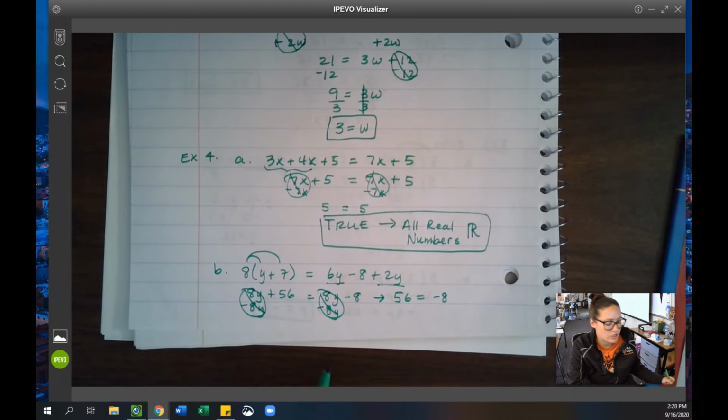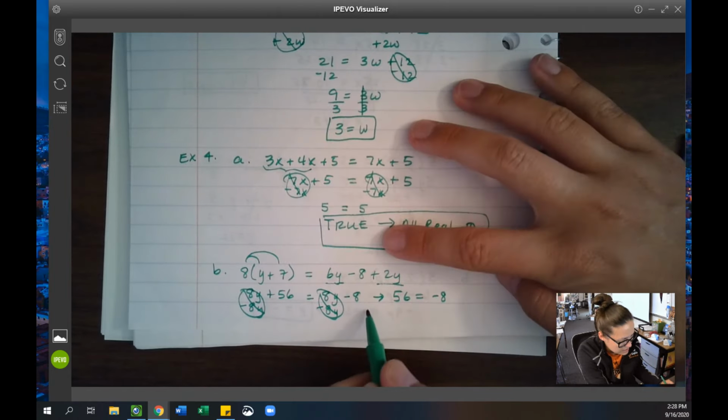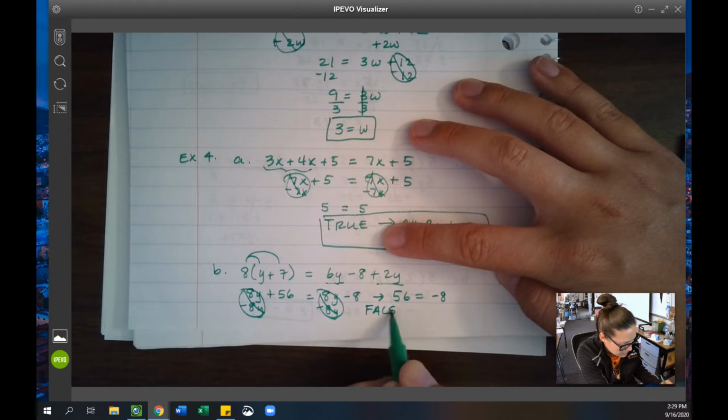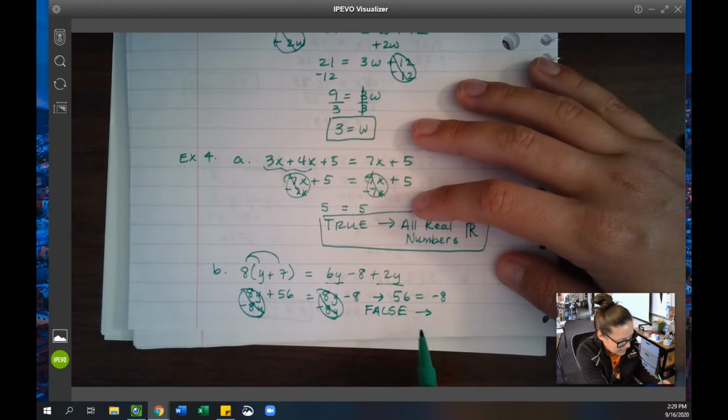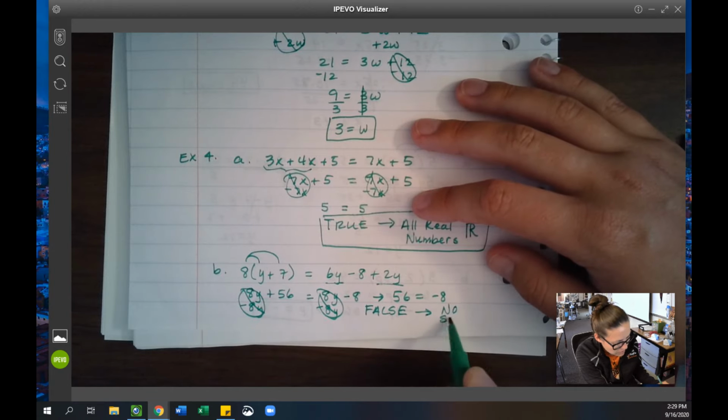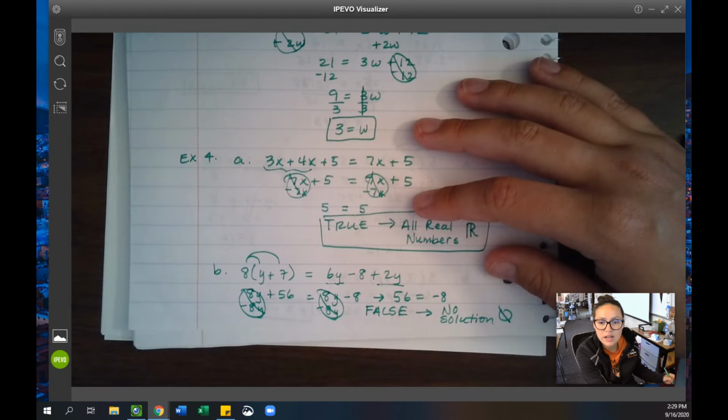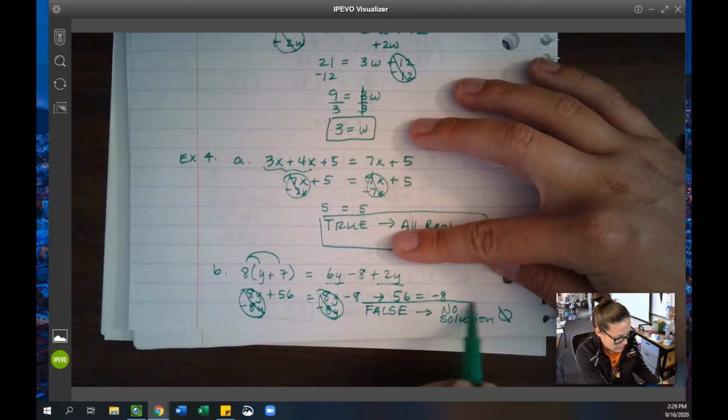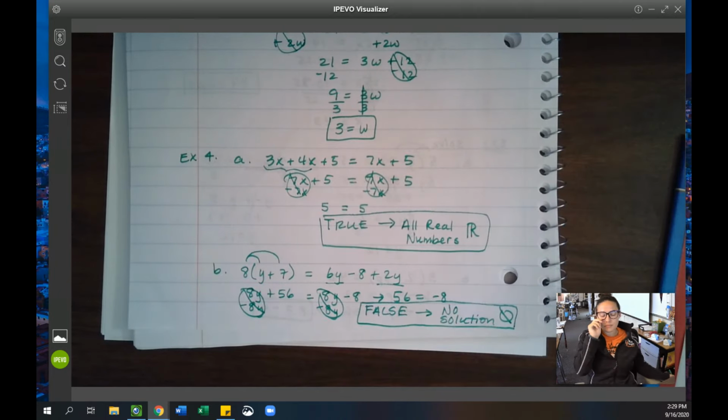Now, last time I checked, 56 does not equal negative 8. So that is false, which means that there is no solution. And if you want, you can do a circle with a slash through it. That means no matter what x is, or y, I guess in this case, no matter what y is, this equation will always be false. It will always be false.